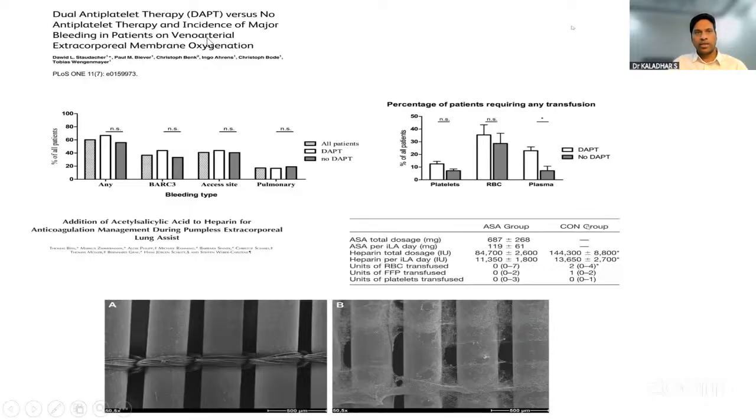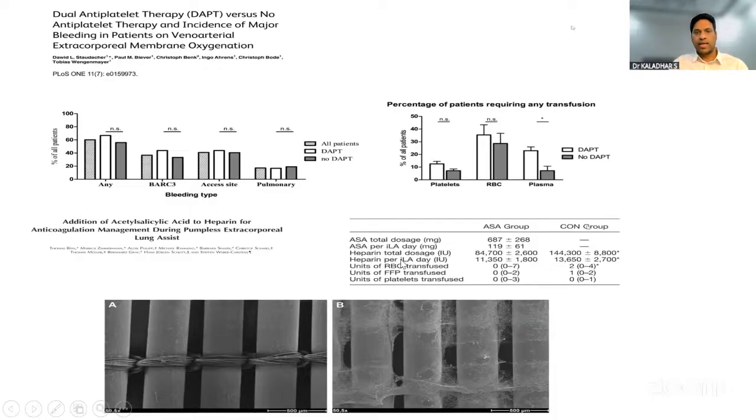Looking at this, they looked at whether there was any difference in bleeding between dual antiplatelet and no dual antiplatelet, and there was not much difference. And in this study, they looked at acute clot prevention. Probably it's better in patients receiving dual antiplatelet compared to some other indications, something like myocarditis. A myocarditis patient put on VA ECMO probably will not be on dual antiplatelet therapy.